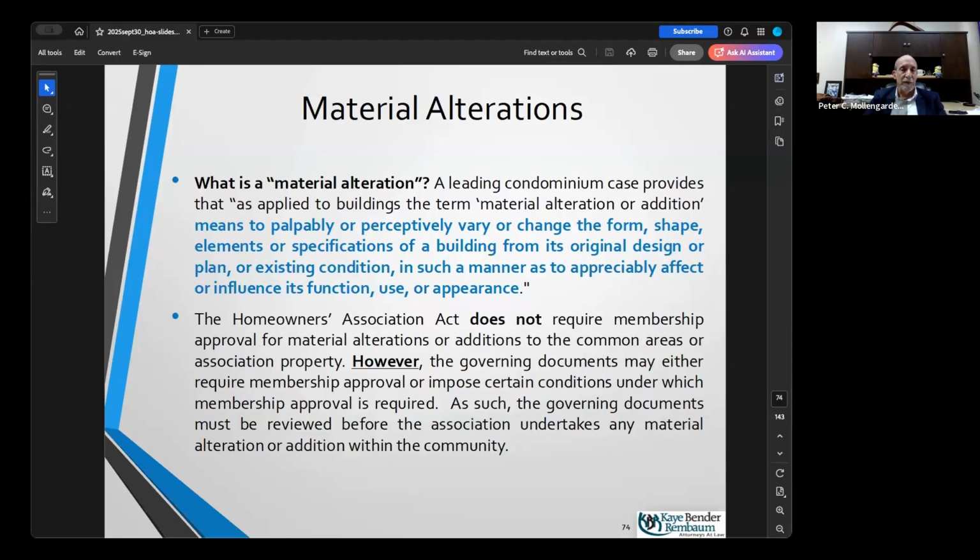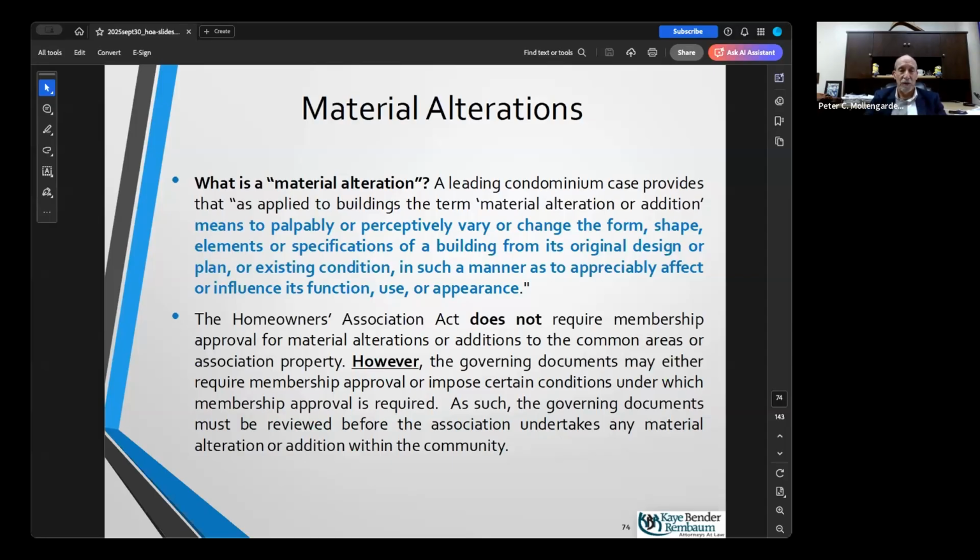What is a material alteration or addition with respect, let's say, to your common area? It means to palpably or perceptibly vary or change the form, shape, elements, or specifications of a building from its original design or plan or existing condition in such a manner as to appreciably affect or influence its function, use, or appearance. So basically, anything that affects use, appearance, or function in any palpable way is likely going to be a material alteration.